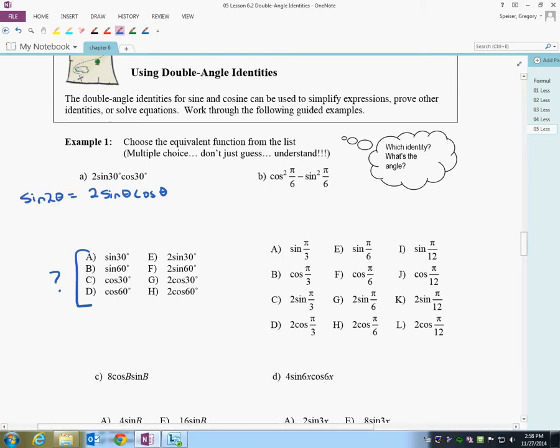So our example here is going to be, well, if it's 2 times the sine of 30 degrees times the cos of 30 degrees, then this will be the sine of 60 degrees.